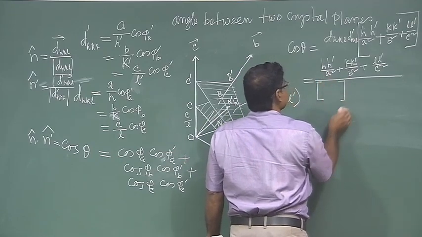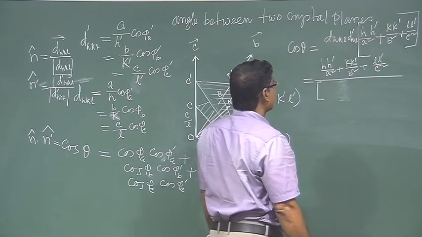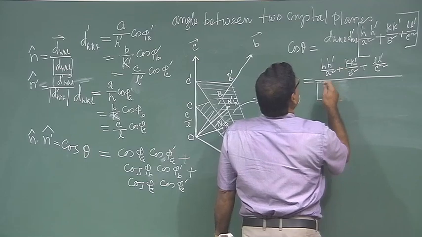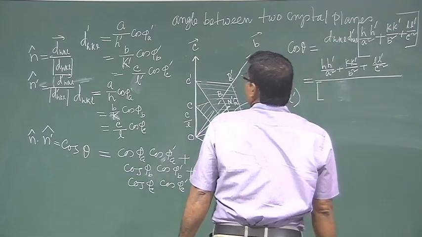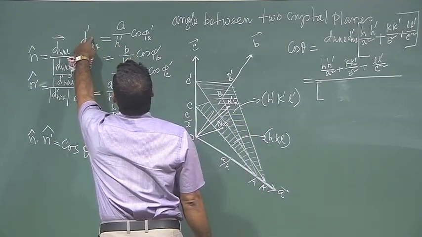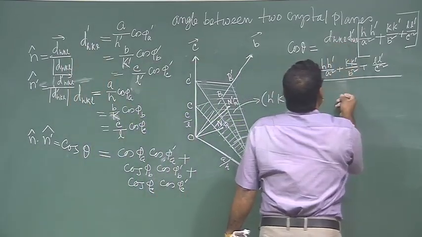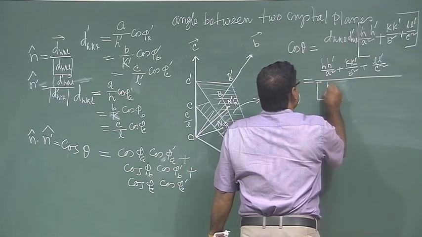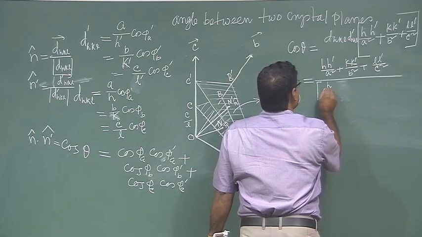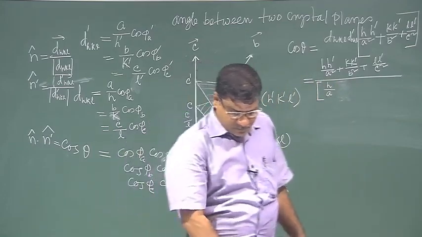Just write that expression explicitly. So, the d_hkl value, what we have seen: cos phi equals h dash d_hkl by a, right. So, the d_hkl value, so it will go up, it's going down, h by a, right.